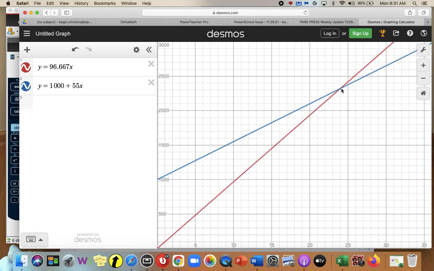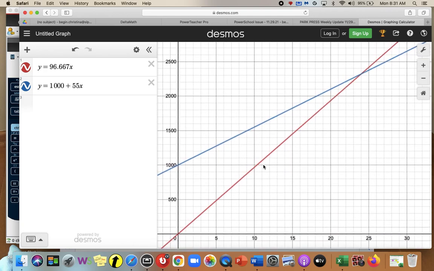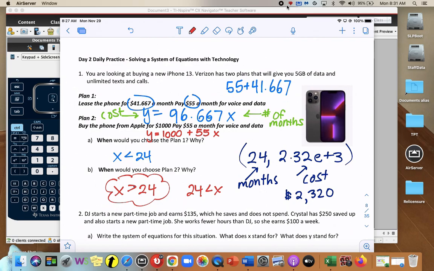And then again, you can see that point of intersection by clicking on it. You can see that at 24 months, the cost was the same. You can hold and drag it. Otherwise, you can see that Plan 1 was cheaper up to 24 months. Plan 2 was cheaper after 24 months. All right, so that's it. So we'll go over any questions that you have in class tomorrow.